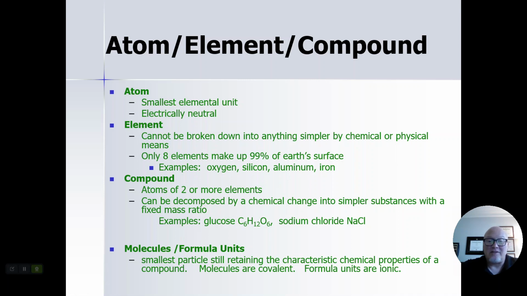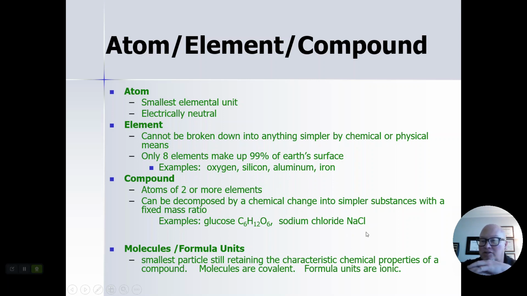Molecules versus formula units. The smallest particle that retains the characteristic chemical properties of a compound is one of its molecules. If it is a covalent compound like glucose, C6H12O6, then that is called a molecule. It is called a molecule because it is a distinct unit of that substance. Ionic compounds like sodium chloride are referred to as formula units because it's not a molecule. It is a compound, and this is a formula unit.